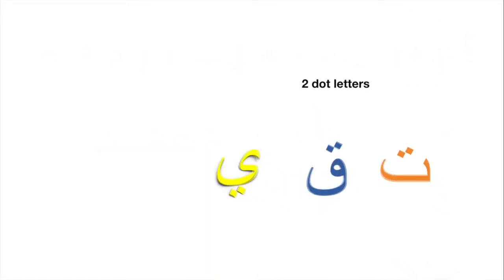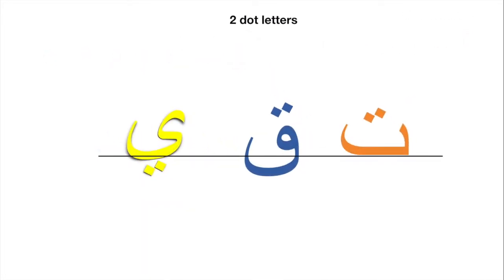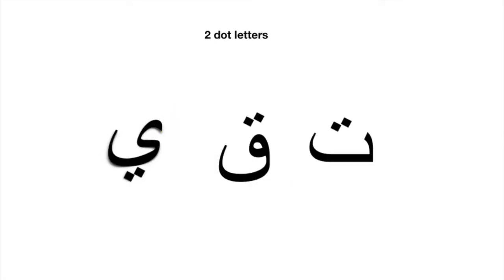Okay, now let's have a look at the two dot letters. So with the two dot letters, let's have a look at how we can recognize them if we were to modify them. So let's say I was to remove some part of the letter. Would I still recognize that this was the letter ta? The dots are still on top, we have a bowl. What if we were to remove some part of it here? We still have two dots on top, we have the line, so this would still be a ta.